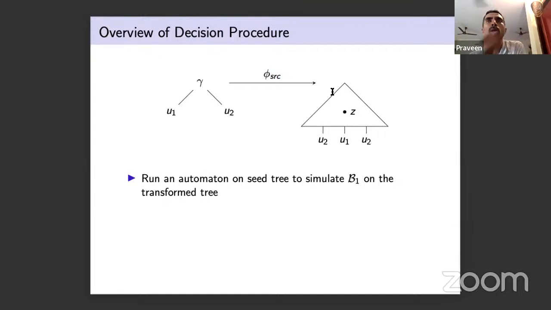Now, for the type checking problem, we are supposed to check that the source tree is actually in this language of B1. So what we would like to do is run this automaton B1 on this resulting tree. The overall idea is to use standard results in automata theory, which says that usually automata are closed under inverse homomorphisms. So you want to run an automaton on this tree, which is actually the result of applying a homomorphism on the seed tree. So we would like to run an automaton on the seed tree, which simulates running B1 on the homomorphic image.